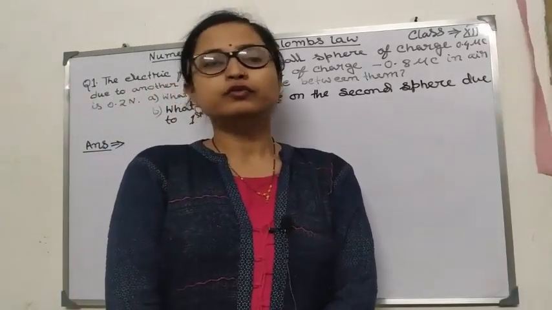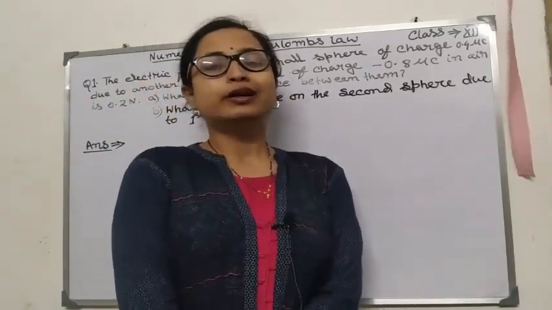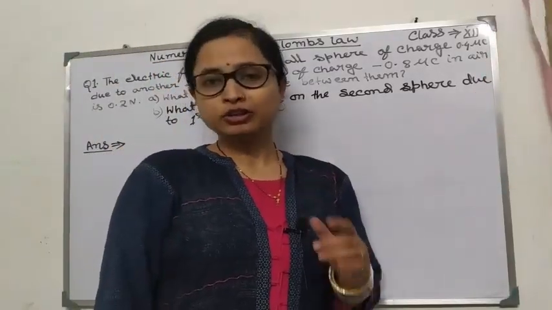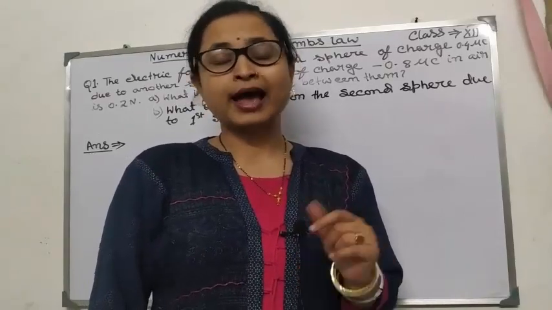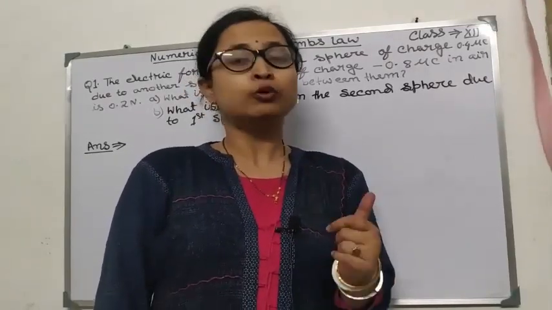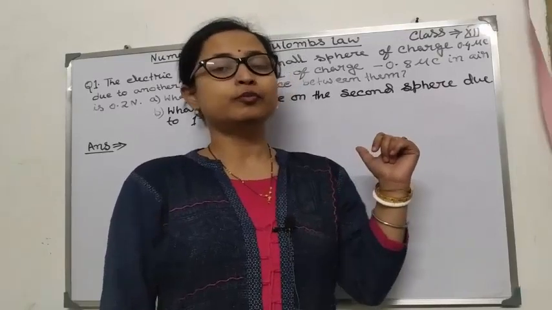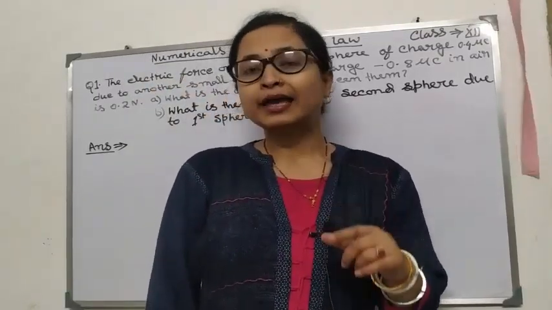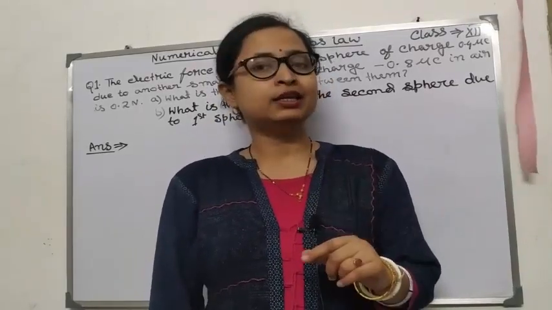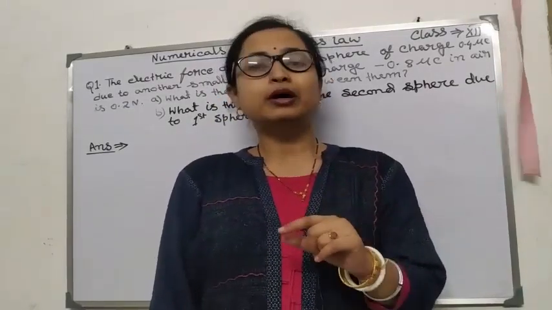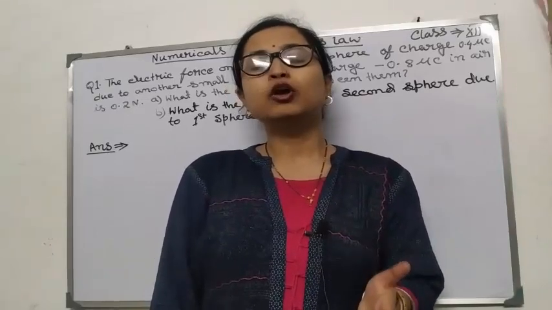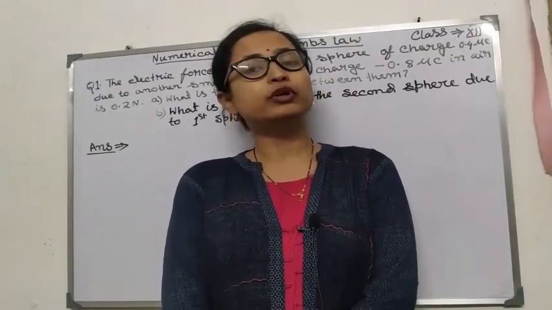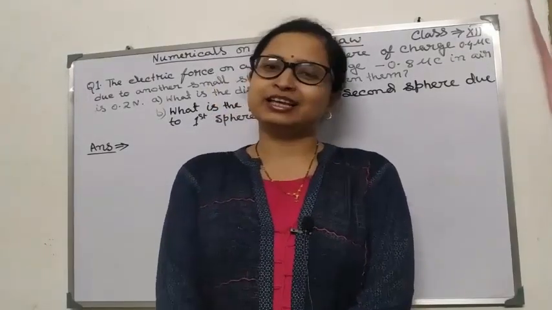Now, before solving this numerical, we have to take care about the unit. We know that the value of K depends on the nature of the medium, as well as on the unit system we are using for measuring the force, distance, etc. So, the value 9 into 10 to the power 9 Newton meter square per coulomb square is for SI unit only. So, whenever you solve this numerical, you have to convert all the units into the SI unit system.